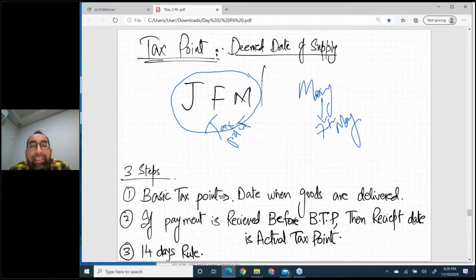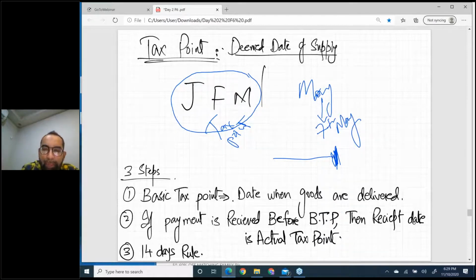Now, the question is, sir, how do we calculate the tax point? It's not difficult. You have to concentrate. I'm telling you the tax point for goods right now. First of all, my dear students, you have to calculate the BTP, the basic tax point. Basic tax point for goods is the date when you deliver your goods to the customer.